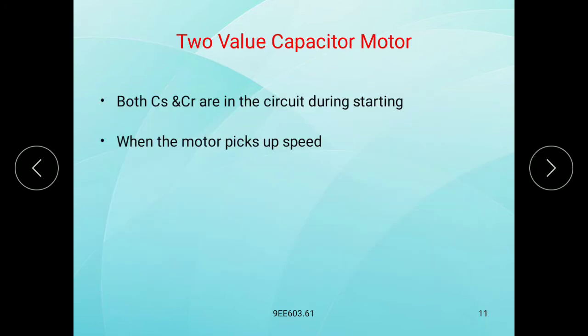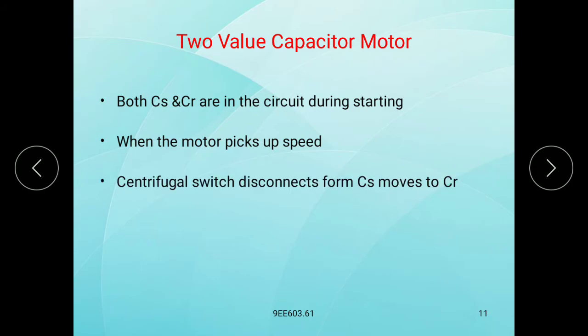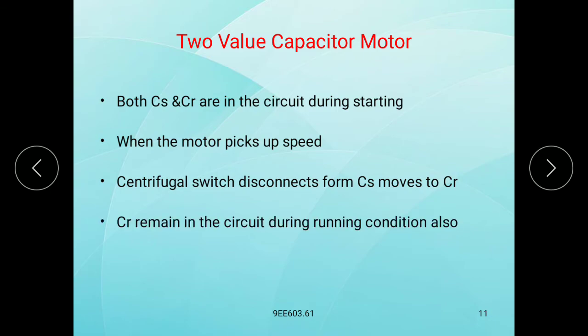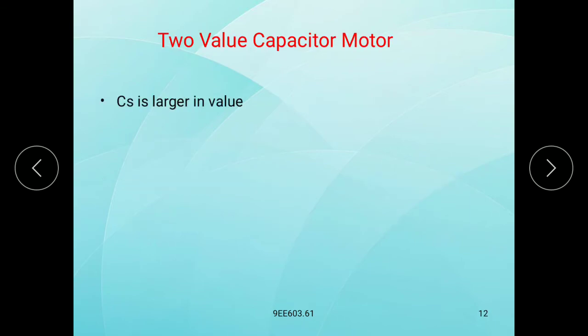When the motor picks up speed, the centrifugal switch disconnects CS, and CR remains in the circuit during running condition also. CS is large in value and it is of electrolytic type.